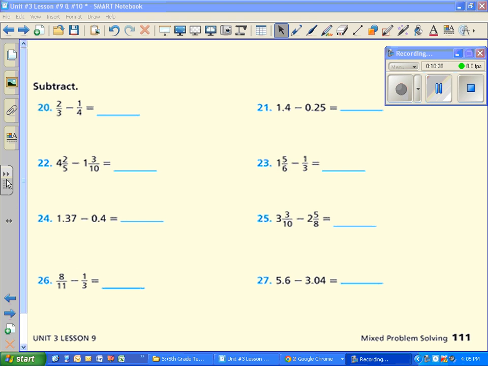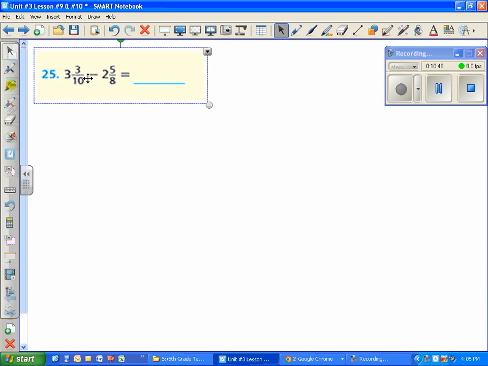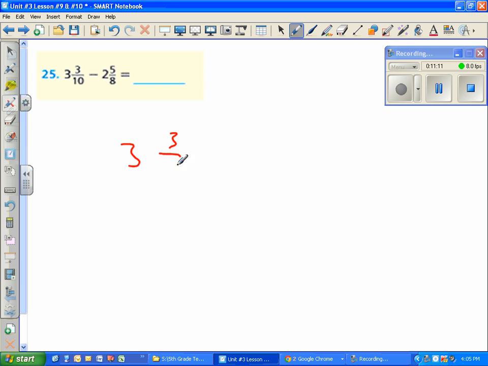And let's take a look at one last problem here, number 25. All right, black notebook, 25, 3 and 3/10 minus 2 and 5/8. Now, if you look at the 10 and you look at the 8 and you say, well, 80, because 10 times 8 is 80, and you could use that as a common denominator, but is there a smaller number that 10 will go into and that 8 will go into? Hopefully you recognize it to be 40. So set it up 3 and 3/10 minus 2 and 5/8.